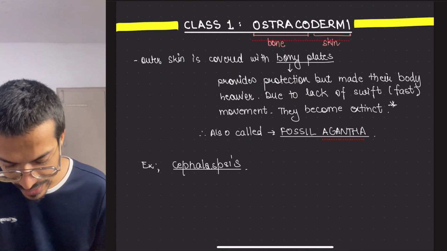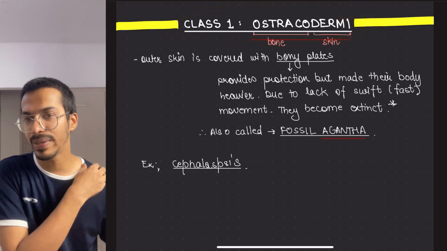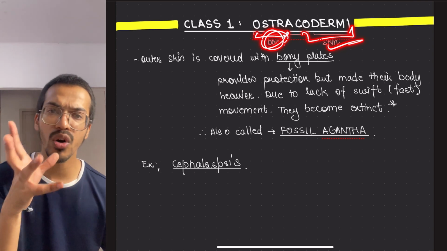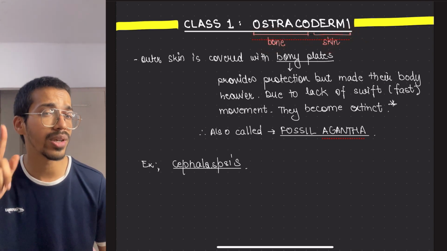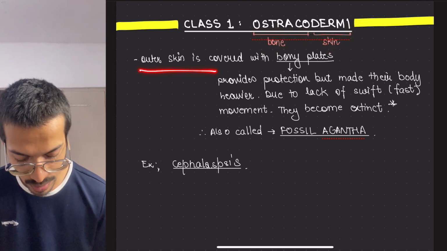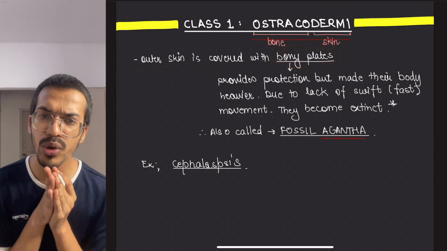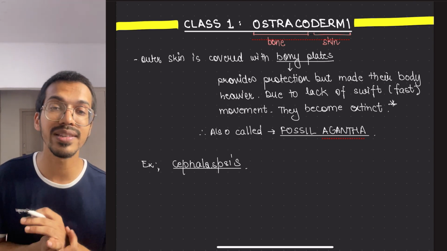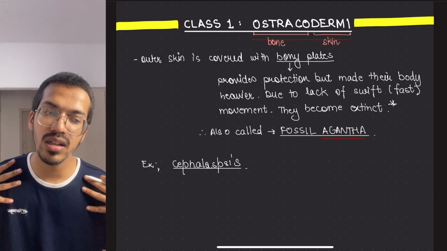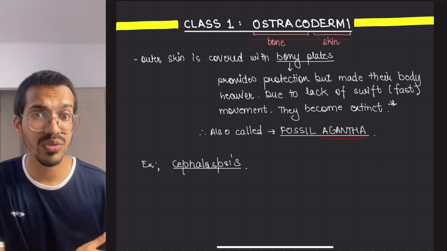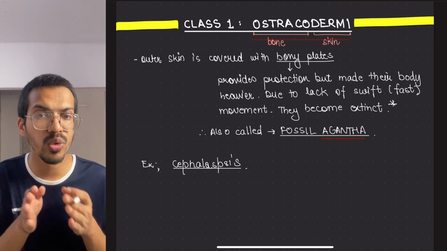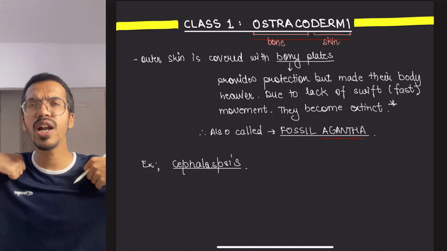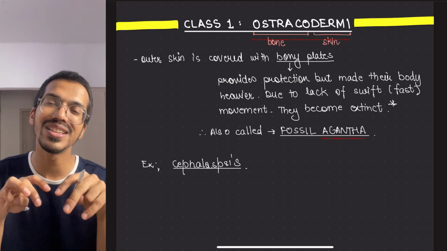Then comes class 1, Ostracodermi. Ostraco means bone, derm means skin. We have already studied this word derma in Echinodermata, right? The outer skin is covered by bony plates, which help in protection. Nature thought about them to protect them. But think about it, someone having bones all over its body. Bone has high weight. Would this weight let them move faster? No. If I put a lot of bags on your body, you can't move faster. You will walk slowly, right?